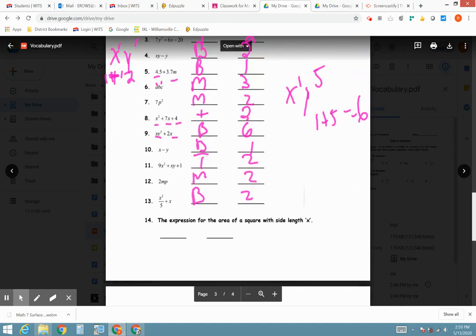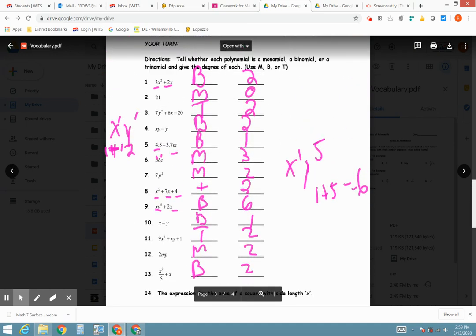And that's all we have to do today. All right, that's your quick intro vocabulary. So if you got the basics down, like I said, of just telling the difference between a monomial, binomial, and trinomial, that was my goal for you today. Don't worry so much about the degrees.